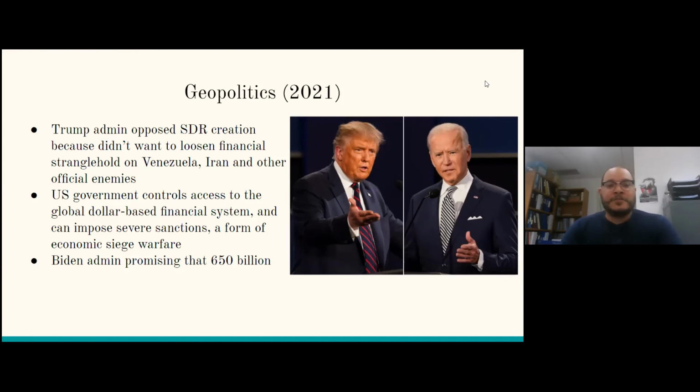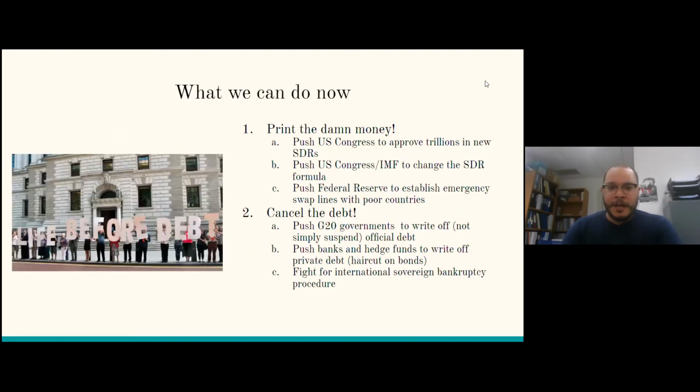Again, the US government controls access to the global dollar-based financial system and can impose severe sanctions, creating a form of economic siege warfare. Biden, while he was running for president, did promise that the US would quickly agree to a $650 billion SDR creation. That has yet to happen, so we need to keep putting pressure on the US administration to do this.